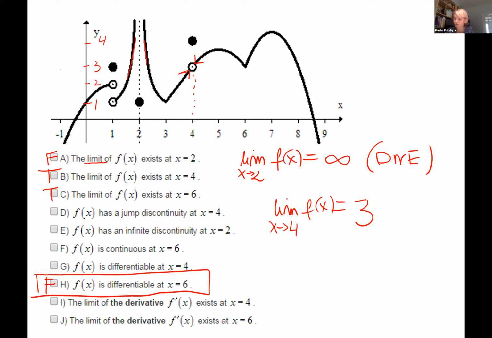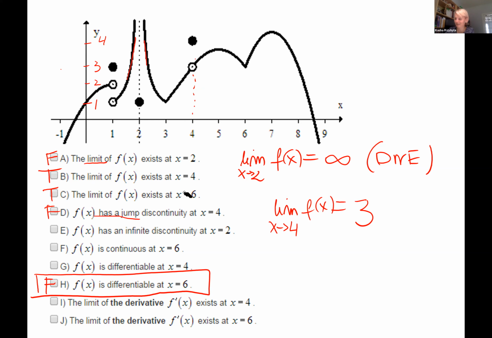Okay, D. The function has a jump discontinuity at 4. What do you think? Is this a jump discontinuity or a different type? Yeah, it's not a jump. It is false. It's actually removable. Yes, thank you, Ronald. Because only one point is removed. Yeah, it's removable.